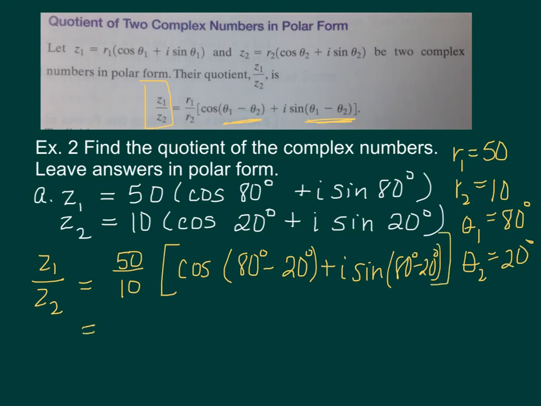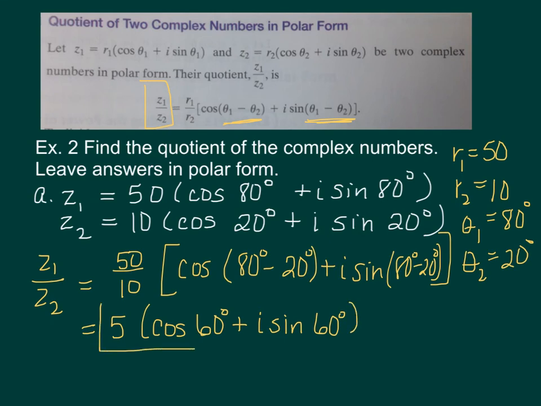So I'm going to go ahead and divide. I'm going to get 5. And then this will be cosine of 60 degrees plus I sine 60 degrees. Oh, we don't need brackets anymore. You only have brackets because they don't like to do 2 parentheses.